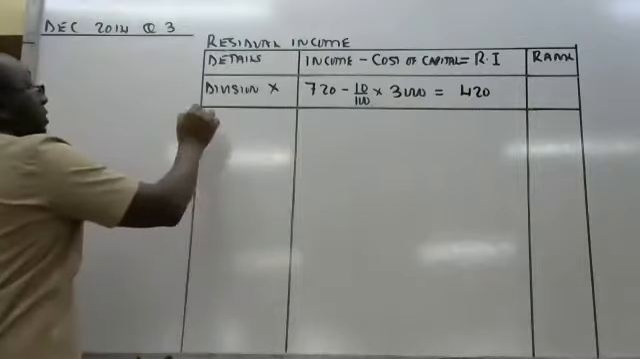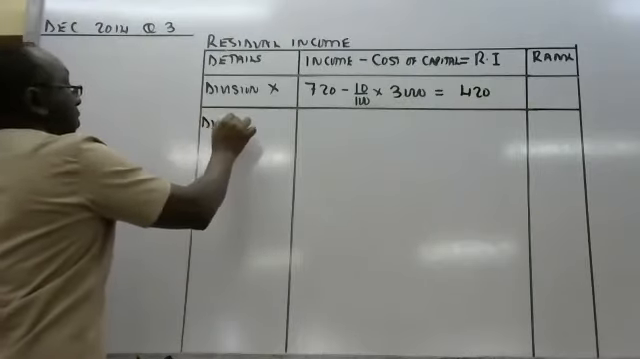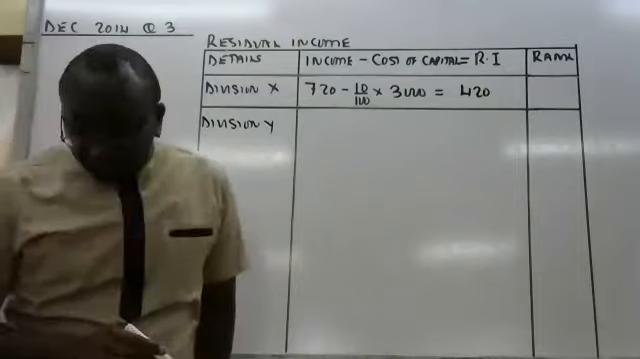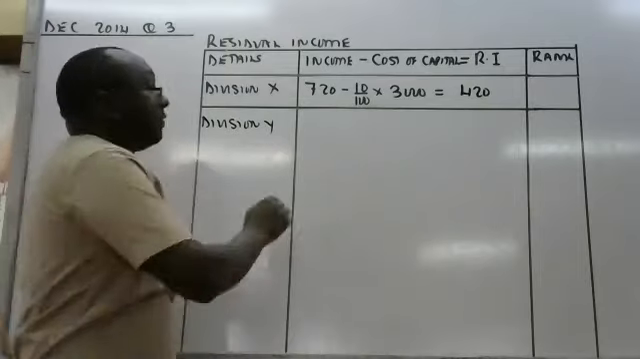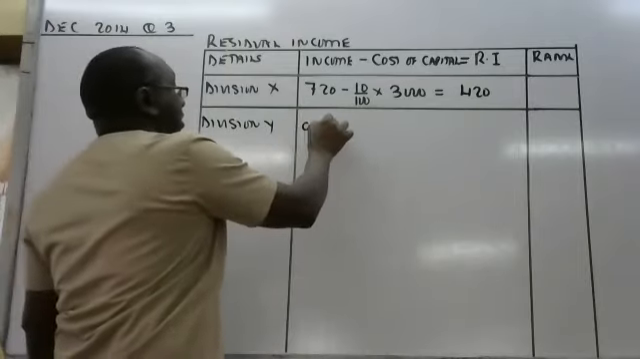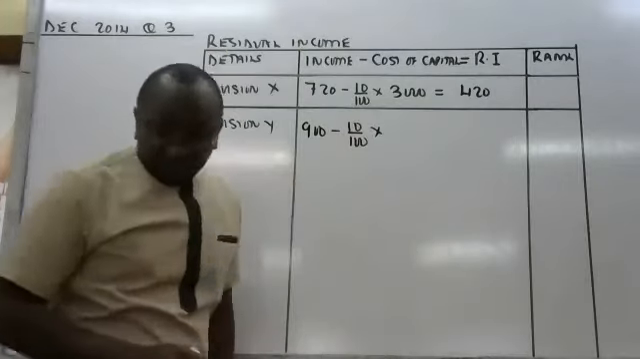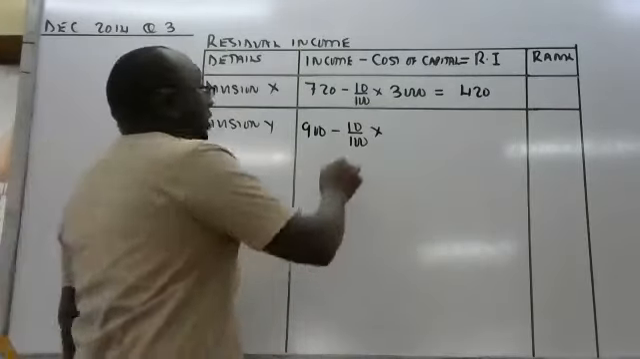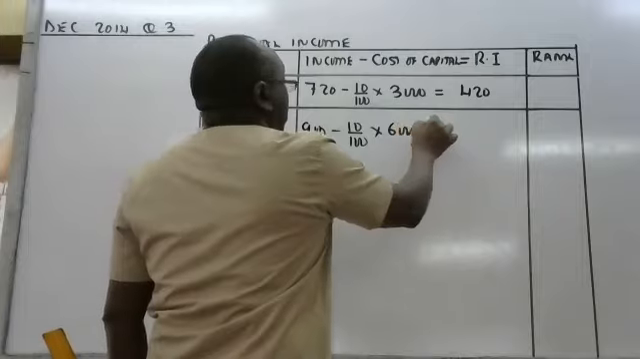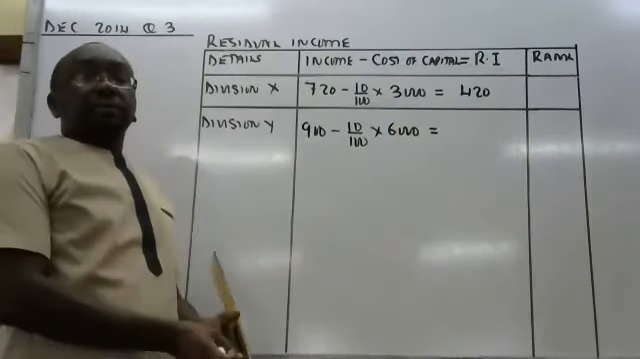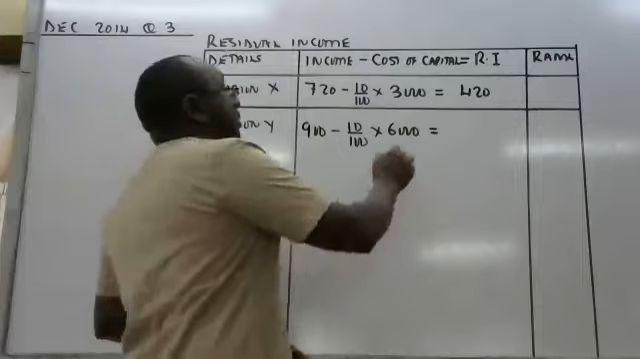Then we go to division Y. The profit is 900 minus 10% of 6,000, which is $300.